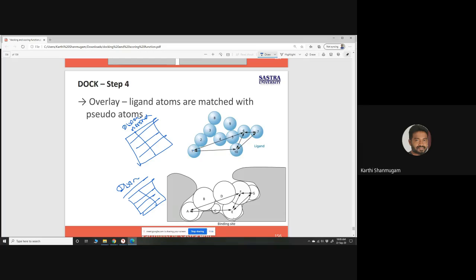So what we can do is compare the distance matrix of this and the distance matrix of this, and we can try to fit this molecule, this pseudo atom, inside the binding site in such a way that most of the pseudo atoms, whose centroid should be exactly fitted in the centroid of the spheres which are present within the binding site. Does it make sense?